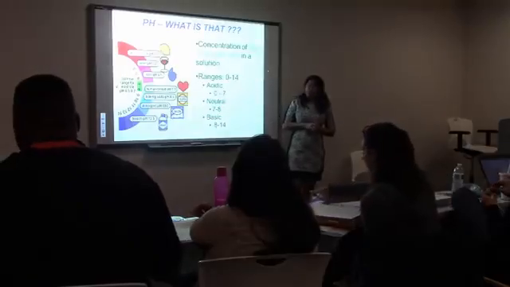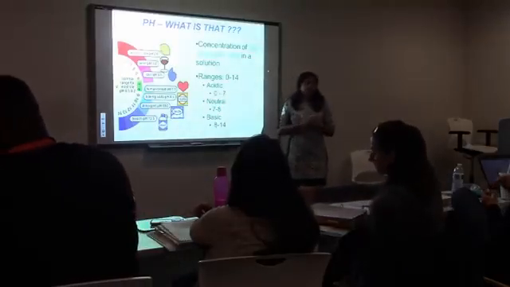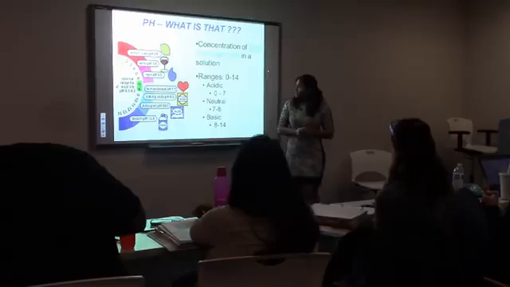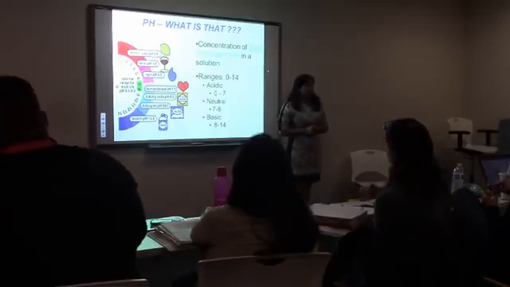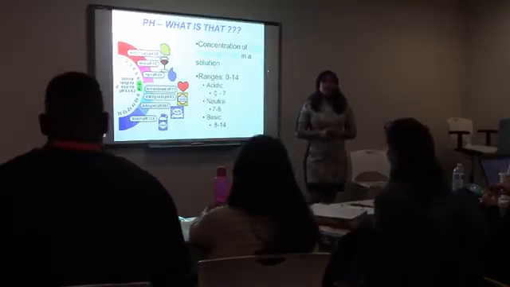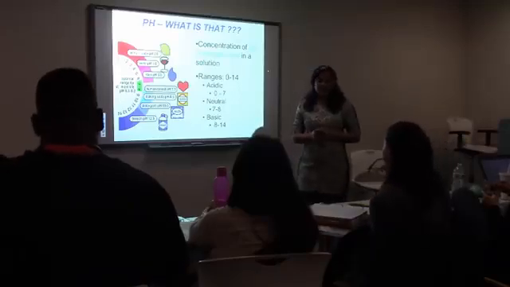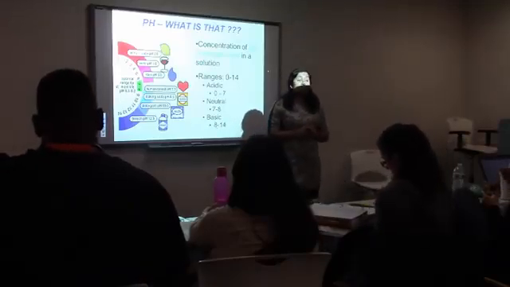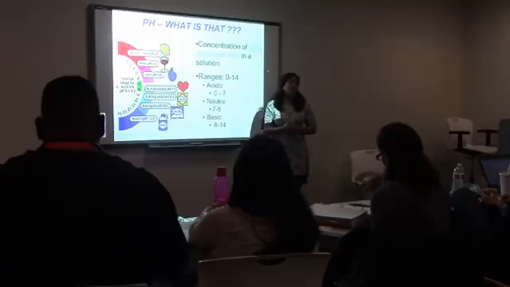So pH is a concentration of hydrogens, free hydrogens in a solution. pH ranges from 0 to 14. 0 to 7 is acidic. 7 to 8 is neutral. 8 and above is basic, or we call it alkaline.